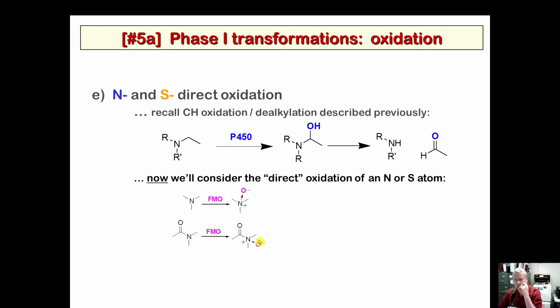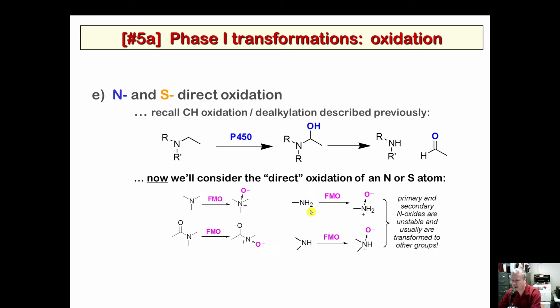Now this can also happen for primary amines, so a primary amine can be oxidized on the nitrogen to the N-oxide, or a secondary amine, and they get oxidized to also an oxide. Usually, though, these will definitely shuttle to something else, another functional group, maybe a nitrone, and we'll see some of those other weird nitrogen functional groups in a second.